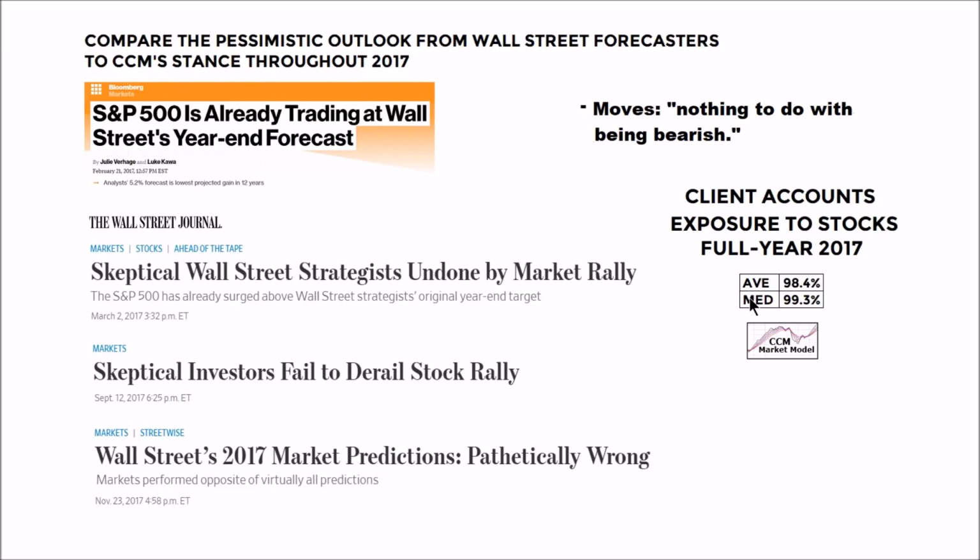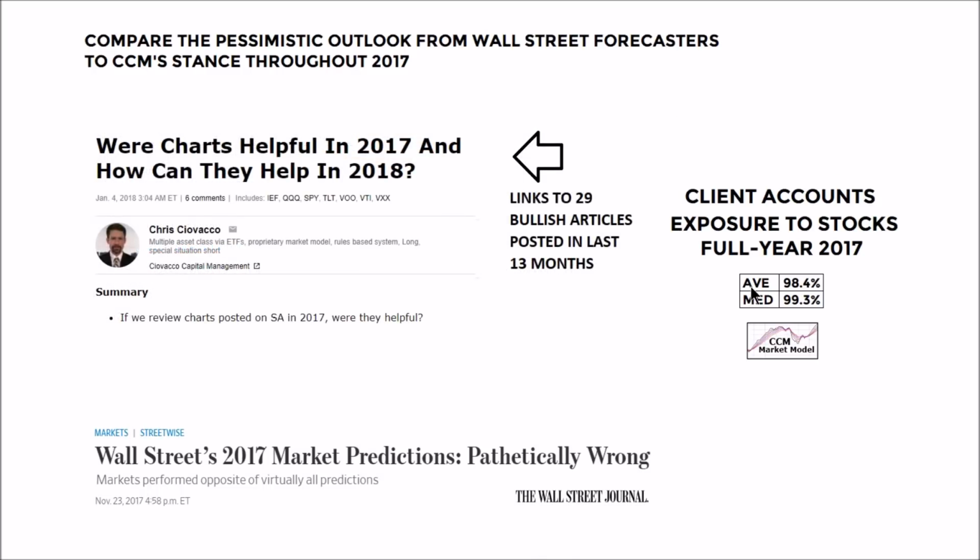We already know this number here, but if you're not a client, you can't see that. But you can see this. You can Google this title here along with my last name, and you should be able to find a January 4th, 2018 article on Seeking Alpha. In that article, there are links to 29 articles that were posted, dated articles, in the last 13 months. The conclusion of all of the 29 articles, based on the facts that we had in hand: bullish, which is quite a bit different than the professional Wall Street stance during 2017.